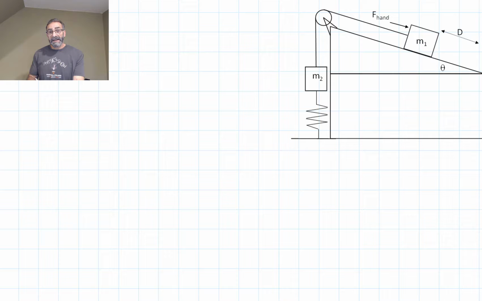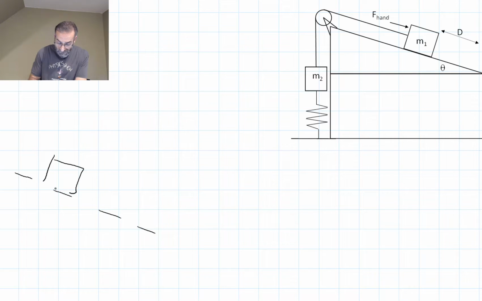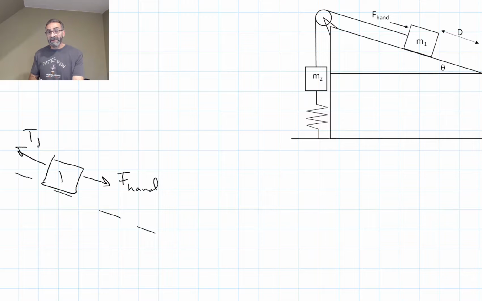Now let's take a look at M1. M1 is on an incline. Let's take a look at what's touching M1. We have the hand exerting a force on M1 in this direction. We have the rope T1 exerting a force on M1 up the incline.